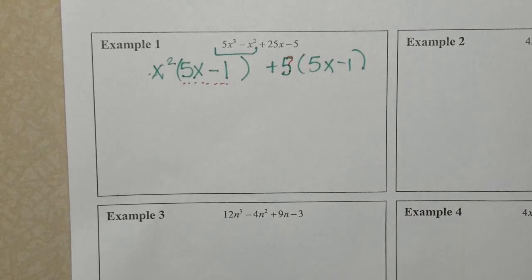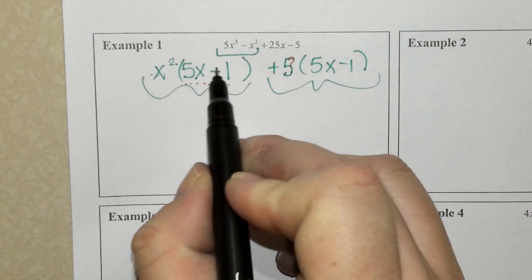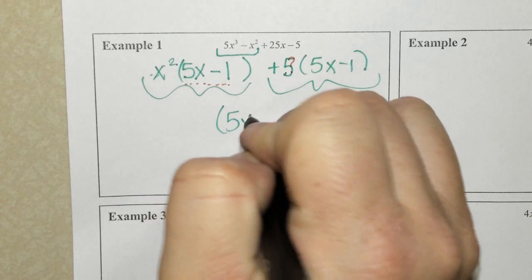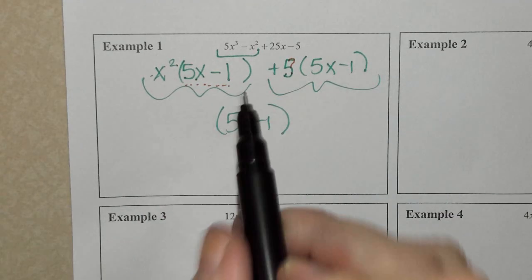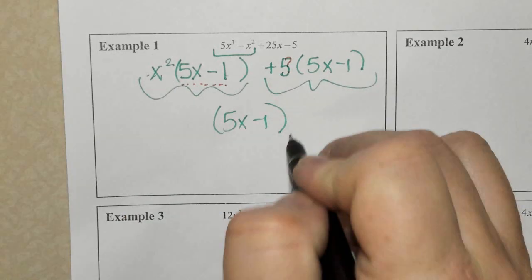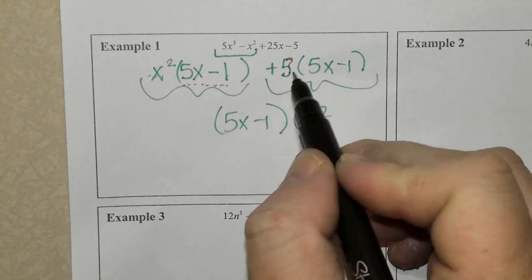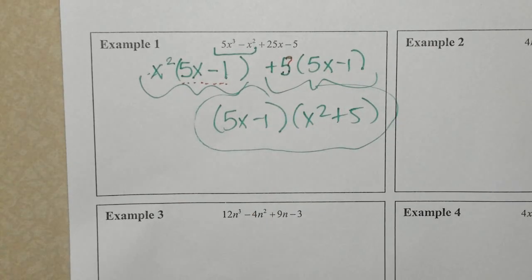Okay, here's the very last step. Both the front and the back contain the quantity of 5x minus 1. You write it down one time. What's in front of the parentheses 5x minus 1? X squared. In the back, what's in front of the parentheses 5x minus 1? Positive 5. Answer is complete.